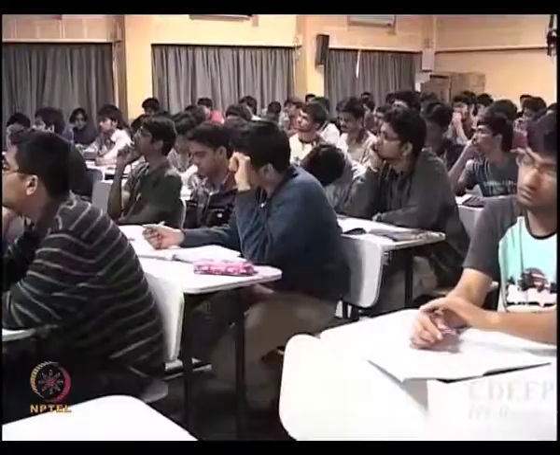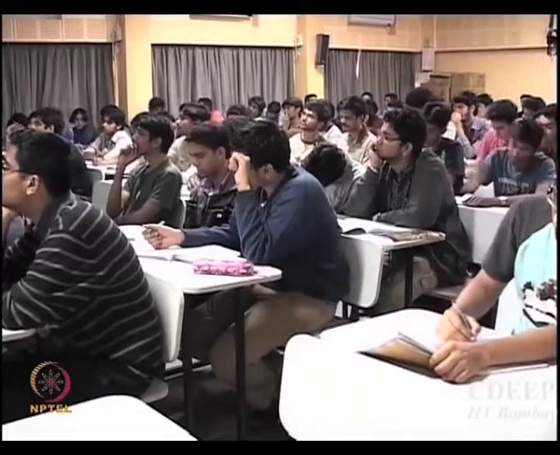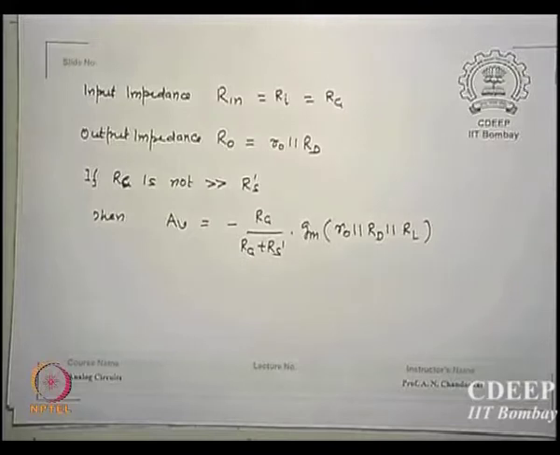Apart from it, please remember, drain resistance also decides the operating point. Is that correct? VDD by RD is giving the maximum current. The load line is decided by RD, and RD is essentially the output resistance. If you want accuracy, you say RD parallel R0. Yes. So is that clear?